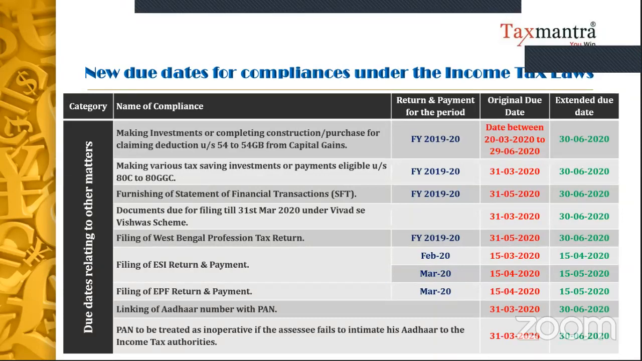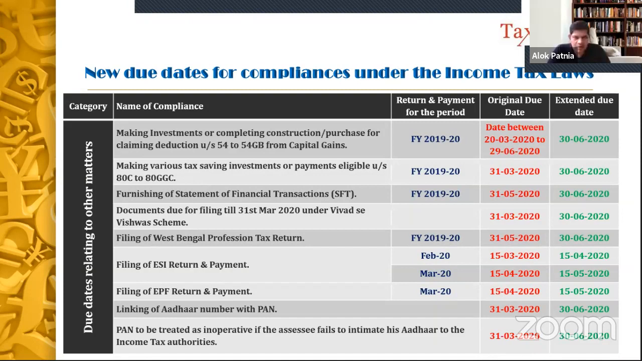Now, furnishing of the statement of financial transaction, that is SFT filing, the specified transactions that every corporate or any individual needs to furnish if they are liable to furnish the return for the financial year 1920. Earlier the due date was 31st May, which has now been extended to the 30th June 2020. And documents due for filing till 31st March 2020 under the Vivad Se Vishwas scheme have also been extended to 30th June from the 31st March of 2020.